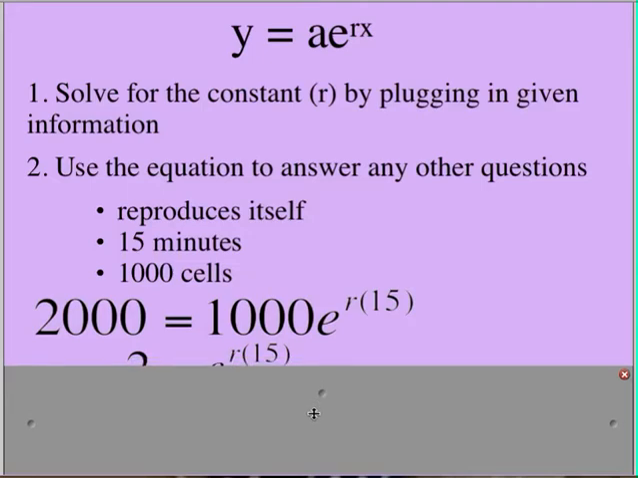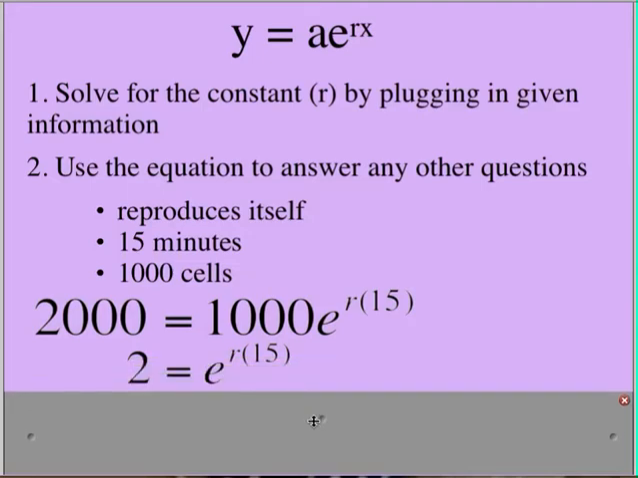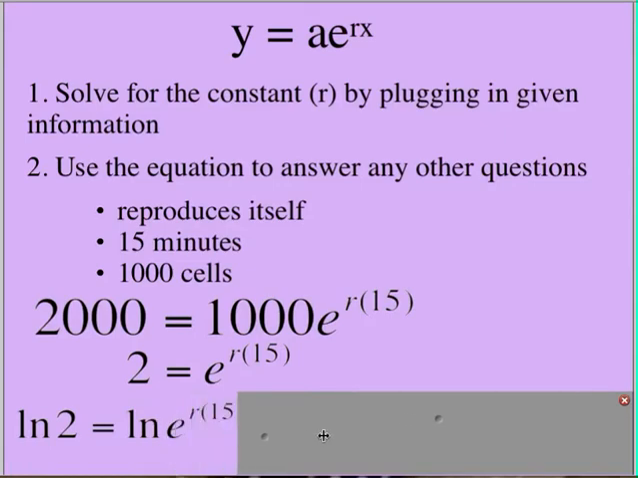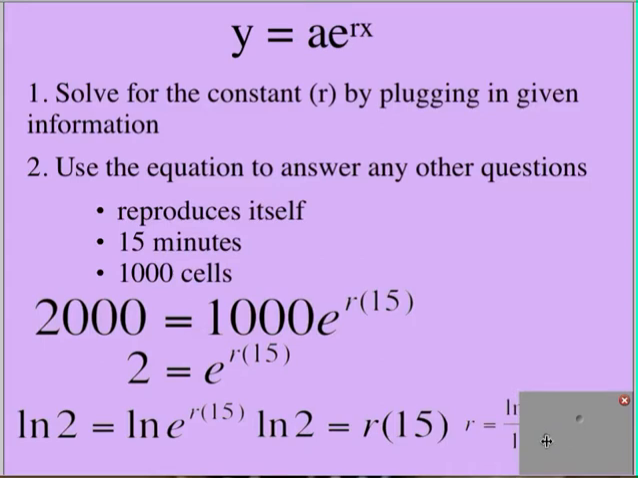So the first thing is to divide both sides by 1,000, and then we learned this in Section 3.4. How do I solve for an exponent when I have a base of e? Well, we need to apply the inverse of e, which is ln, but do that to both sides. So we get ln of 2 equals ln of e to the r times 15. That right side is going to simplify to just r times 15. So to get r by itself, we need to divide both sides by 15, and we get an r value of 0.0462.